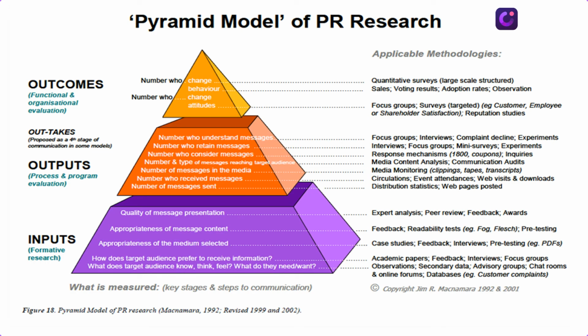Now we go to the output stage, which is the next stage in the pyramid model. Output has to do with what it is that we are sending out to the audience. It could be our messages, whether it is an interview, an article, a press release, or a meeting with the press. Whatever it is, we call these things outputs.